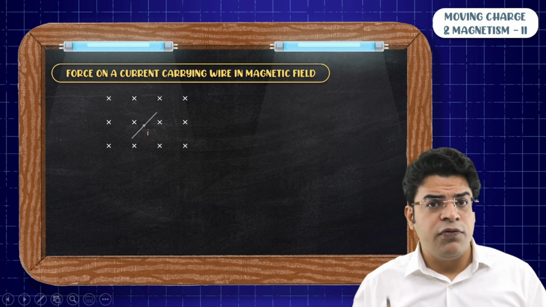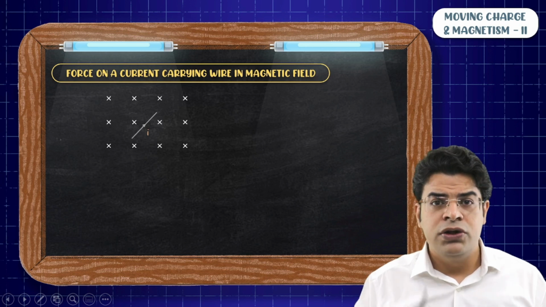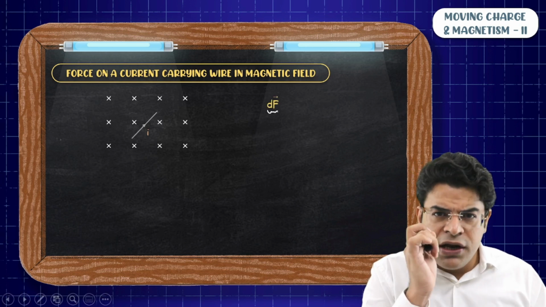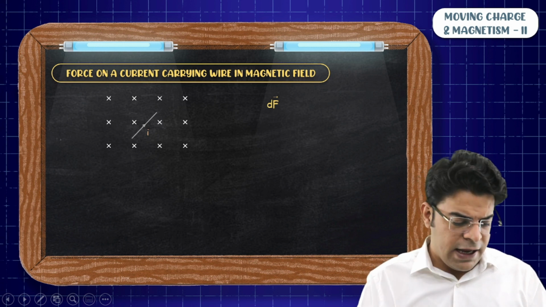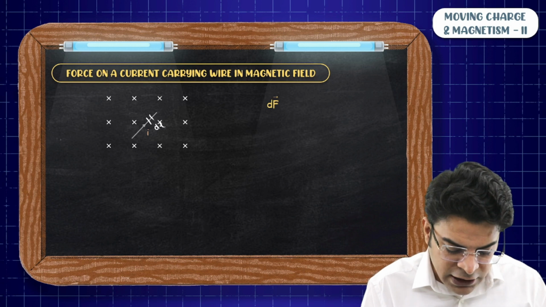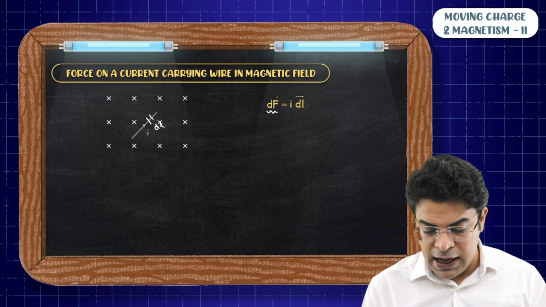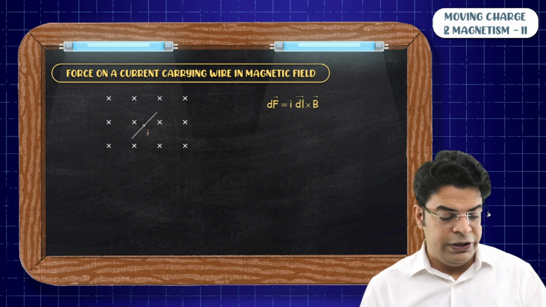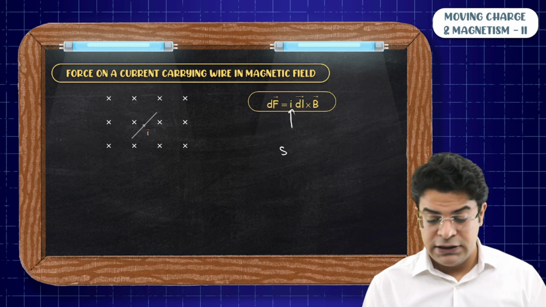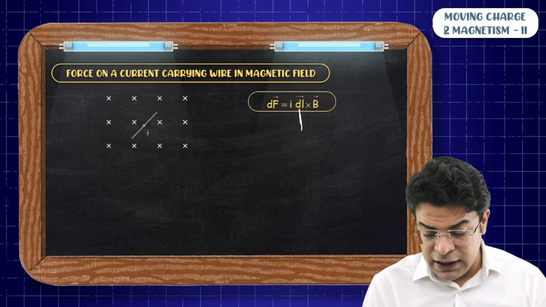But in the world of physics, whenever we define something, we define it for infinitely small. So we say that the infinitely small force acting on an infinitely small current carrying element, let's say out of the whole wire, we are just focusing on one small length dl. So we say that the infinitely small force acting equals I into dl cross B. Do understand that the current here is a scalar quantity.